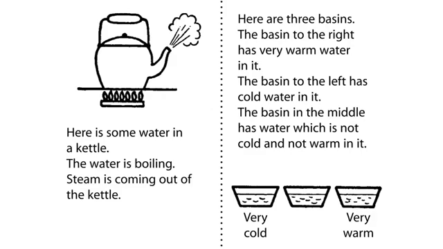Here is some water in a kettle. The water is boiling. Steam is coming out of the kettle. Here are 3 basins. The basin to the right has very warm water in it. The basin to the left has cold water in it. The basin in the middle has water which is not cold and not warm in it.